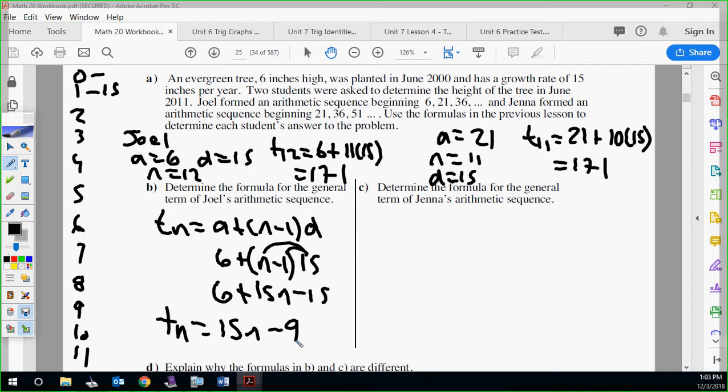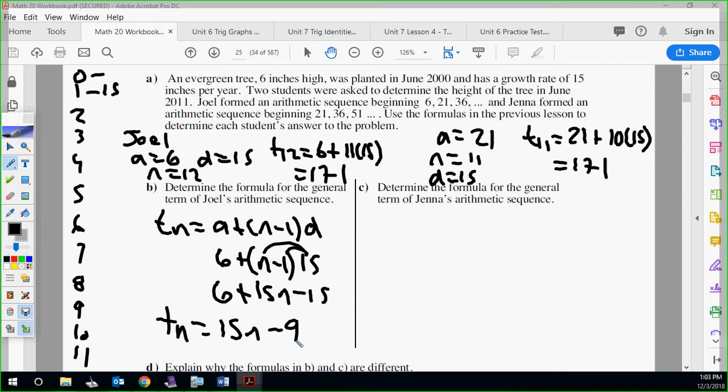So how can you test if this works? Joel counted 6 as his first term, right? So if I put 1 there, what's 15 times 1? 15 minus 9 is 6. That linear equation is representing his pattern, so you can check to see if it's lining up.